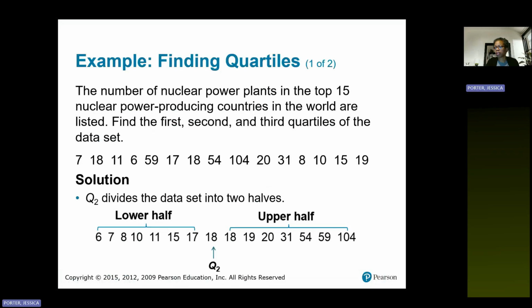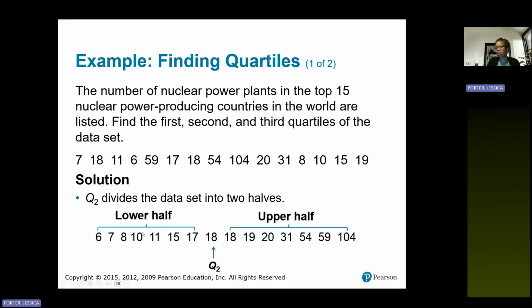All right. So let's find in this data set the first, second, and third quartiles of the data set. So how many data set numbers do we have? 15. So 15, that means the median is right in the middle because it's an odd number. And we learned that earlier today. Then we have the lower half.